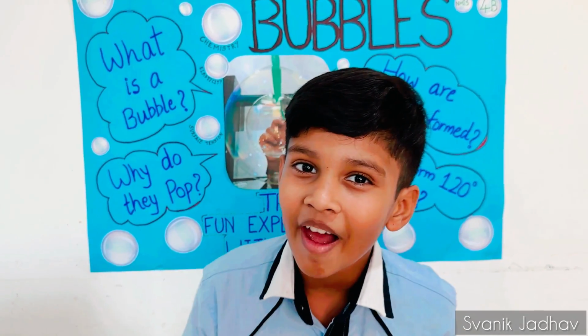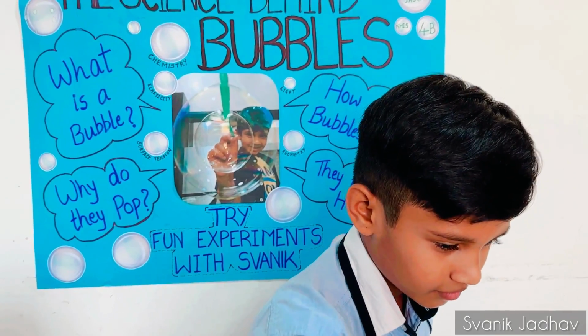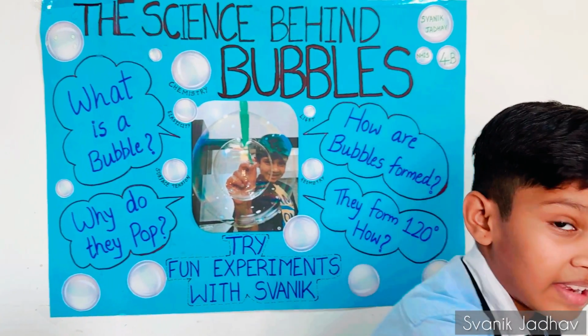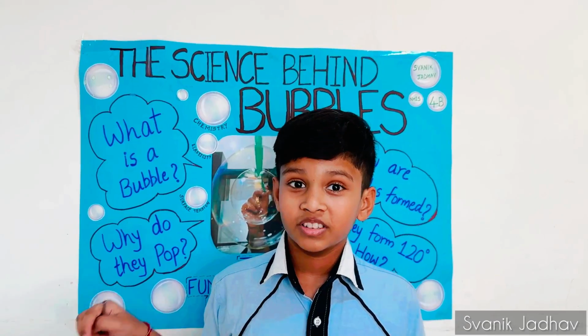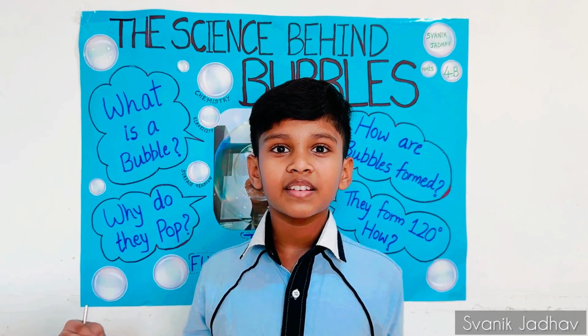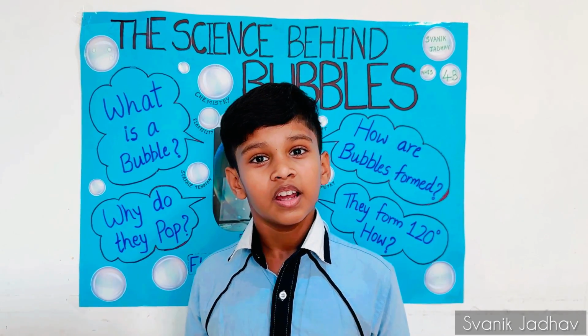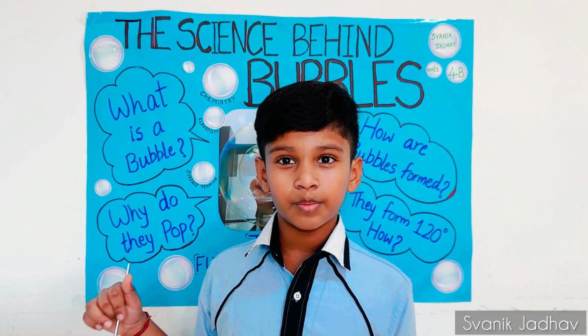So now let's try another experiment. When we take light near a bubble, it shows the colors of a rainbow. Can you see the colors of the rainbow? Wasn't it fun? Now let me make some fun bubbles that my friends enjoyed in the exhibition. You will get a glimpse of the exhibition afterwards.